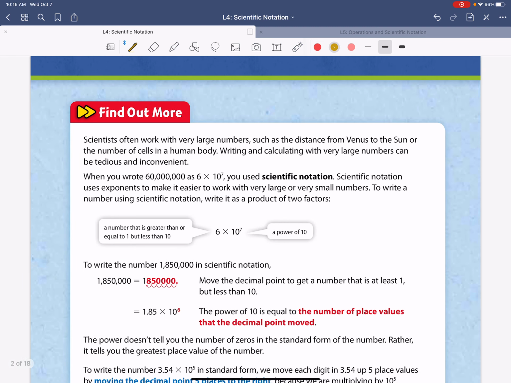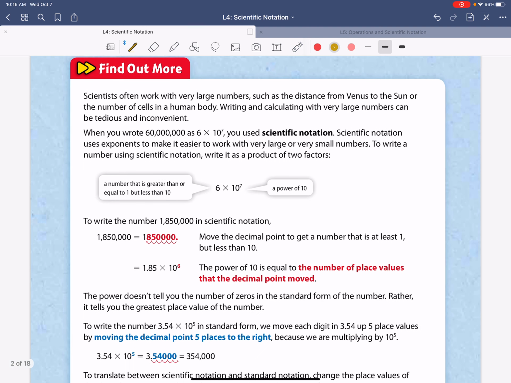Find out more. Scientists often work with very large numbers, such as the distance from Venus to the sun or the number of cells in a human body. Writing and calculating with very large numbers can be tedious and inconvenient. When you wrote 60 million as 6 times 10 to the 7th power, you used scientific notation. Of course, scientific notation is one of our new word wall vocabulary words for quarter 2. Scientific notation uses exponents to make it easier to work with very large or very small numbers.